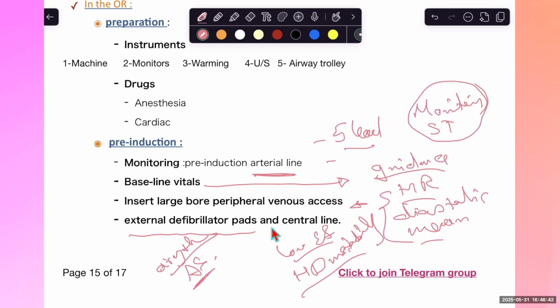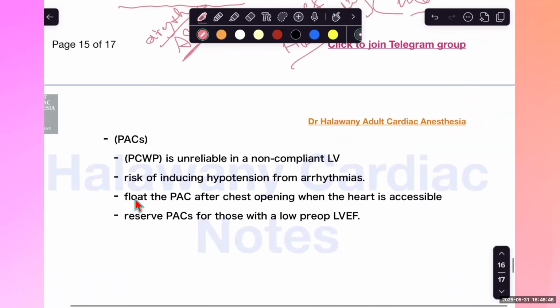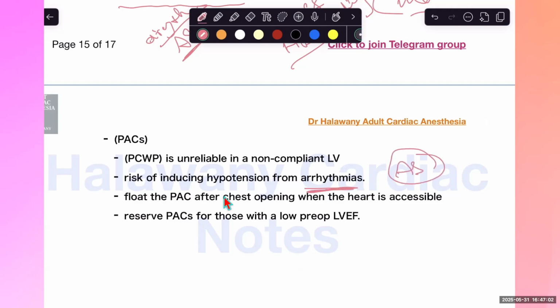or tachycardic. What you gain with the central line, you lose because of the irritability of the patient. The other thing: should we use the pulmonary artery catheter? In such a patient we have a non-compliant LV, so pulmonary wedge pressure is usually unreliable, and it also induces the risk of hypotension from arrhythmia, which is very important and very lethal to patients with AS. So sometimes they put the sheath and just float the catheter after opening the sheath, or even on bypass. And usually we keep it for a patient who has low preoperative ejection fraction, and it helps to measure if the patient has pulmonary hypertension.